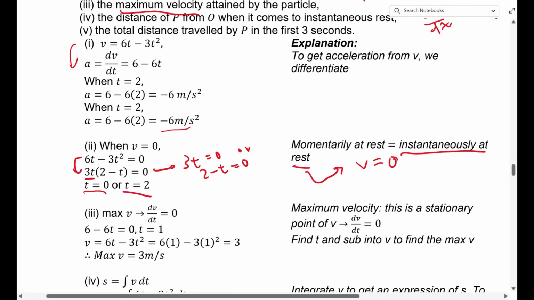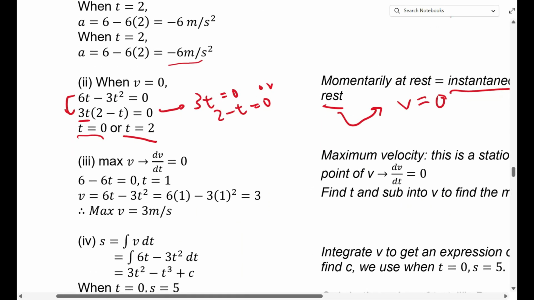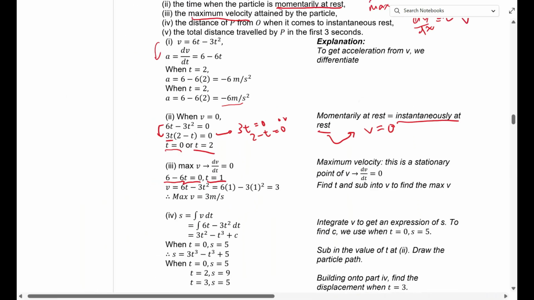Therefore, in order to find your maximum velocity, you will differentiate your velocity and let it equal 0. So your dv/dt is 6 minus 6t. Then you let it equal 0. Then you shift the 6t over and divide both sides by 6. You will get t equals 1.